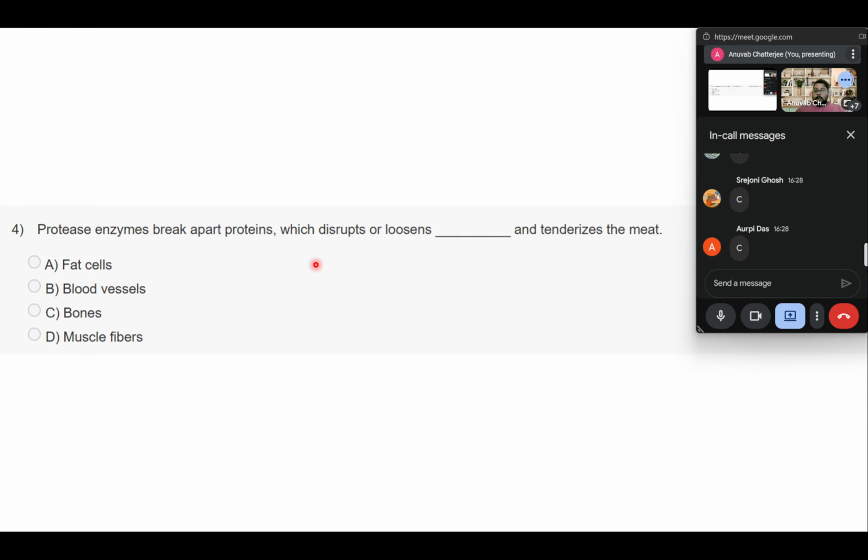Next, in case of the meat industry, protease enzymes break apart proteins, which disrupts or loosens blank and tenderizes the meat. The options are fat cells, blood vessels, bones, or muscle fibers. What is the use of protease in the meat industry?